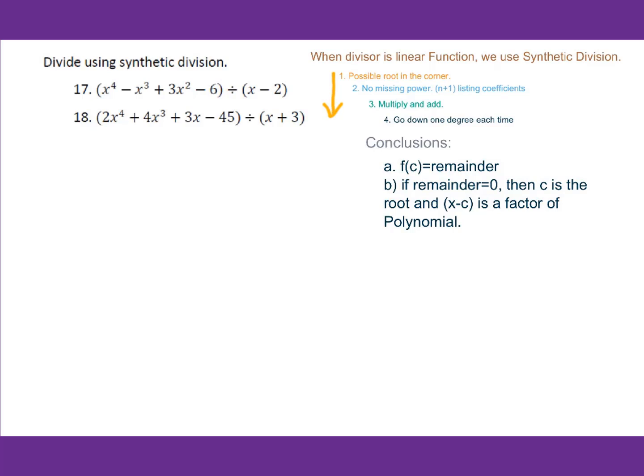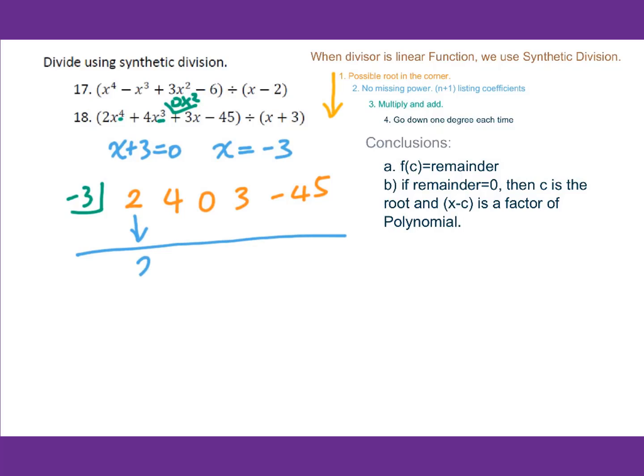Root in the corner. Therefore, we do x plus 3 equal to 0. X equals negative 3. Root in the corner. No missing power. We have x to the fourth, x cubed. We need an x squared, so 0x squared. Then x to the first power, then x to the 0 power. We are supposed to have 5 listing coefficients. So we got the 2, 4, 0, 3, negative 45.